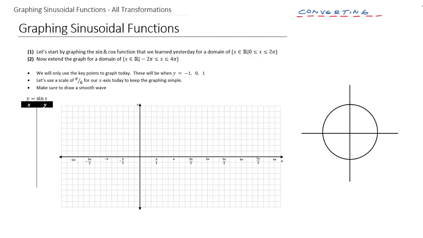Instead of stressing you out, let's just talk about how you can convert. So if you're having trouble converting, for example, let's look at this thing here. It says, let's start by graphing the sine and cos functions. We're going to start by reviewing how to graph those, that we learned. And it says, for the domain between 0 and 2 pi. So we want our x values between 0 and 2 pi.